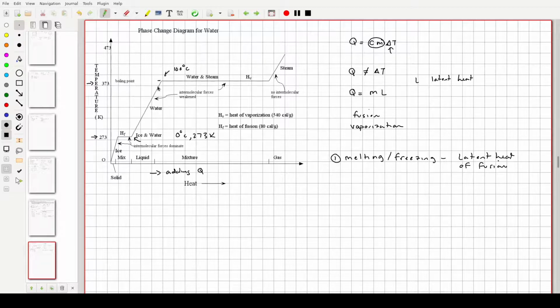Now, when you go from a liquid to a gas or from a gas to a liquid, that's vaporization. The processes that you have there are condensation. When you condense, you go from a gas into a liquid, or vaporization. Here, you have the latent heat of vaporization.